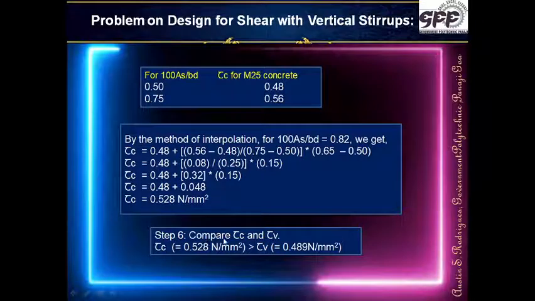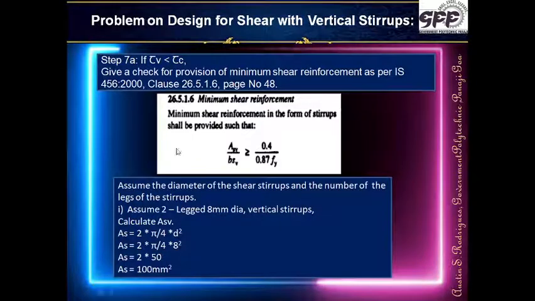The next step: compare tau c, that is its inherent capacity, and tau v. Now tau c is 0.528 and tau v is 0.489. Which means the inherent capacity, its own capacity of resisting shear due to the reinforcement provided, the type of concrete and all the other parameters, is greater than the shear stress created by the external acting force. So tau c is greater than tau v. In that case, what is the next step? We look at step 7a.